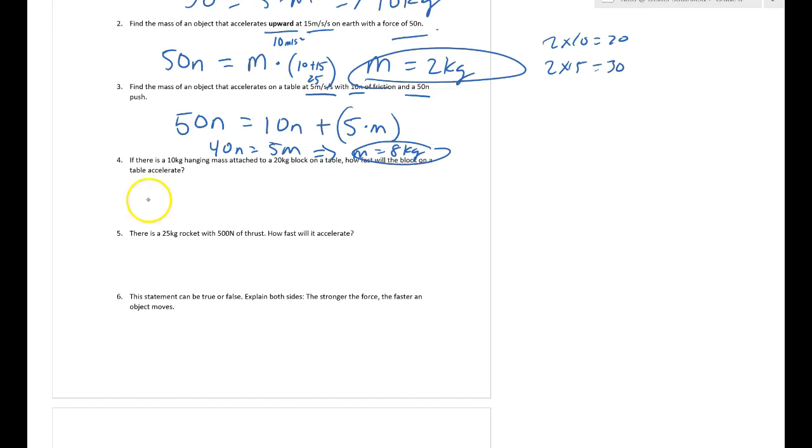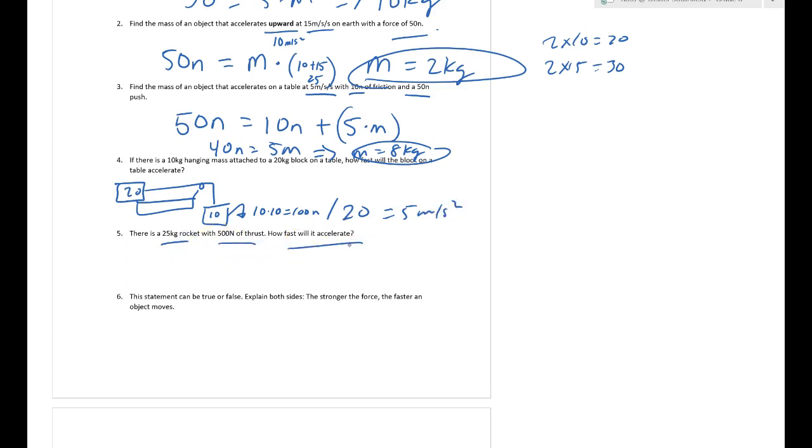There's a 10 kilogram mass, so let's draw this out. 10 kilogram mass hanging, connected to a 20 kilogram mass. How fast will the block on the table accelerate? So this is going to go downwards, 10 times 10, with 100 newtons of force. 100 newtons of force acting on that 20 kilograms up top. It's going to be 5 meters per second squared. Next: 25 kilograms, 500 newtons of force. How fast will it accelerate?